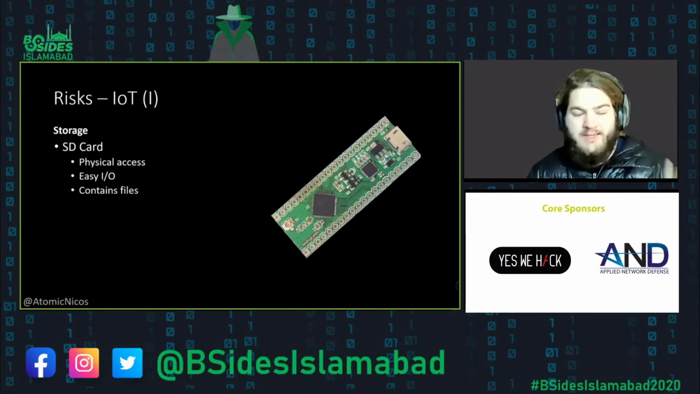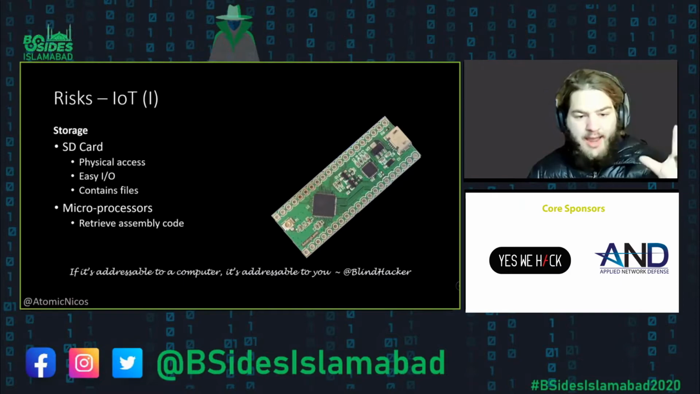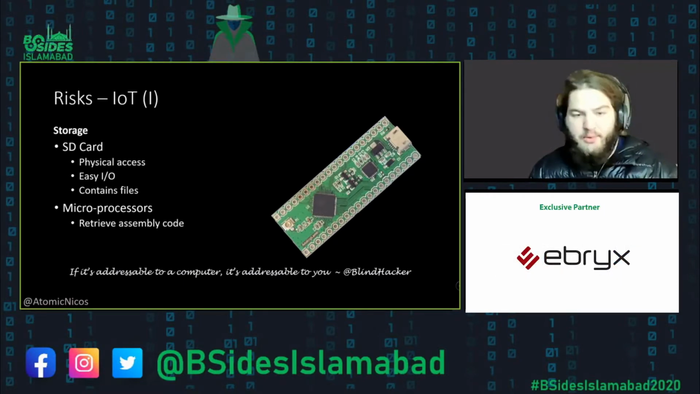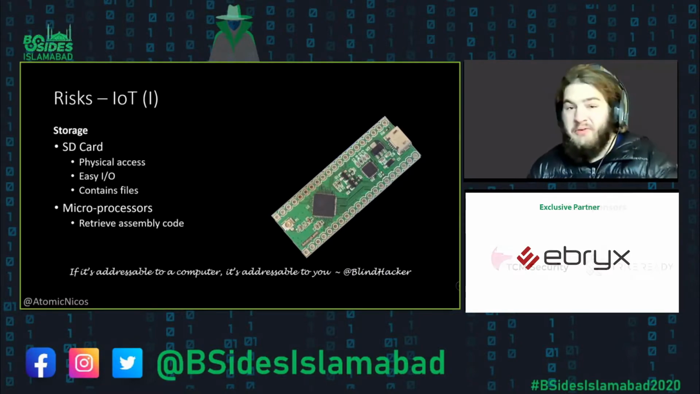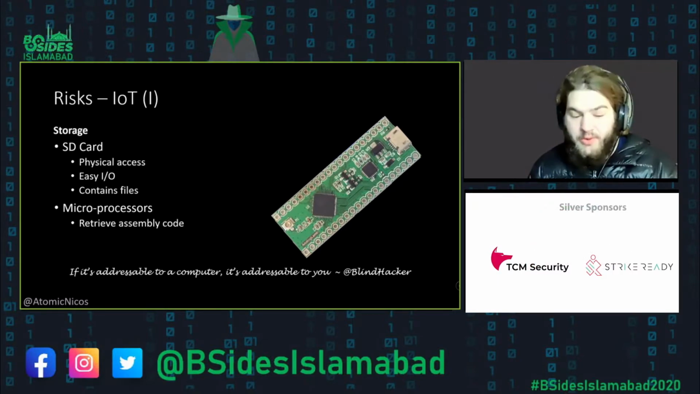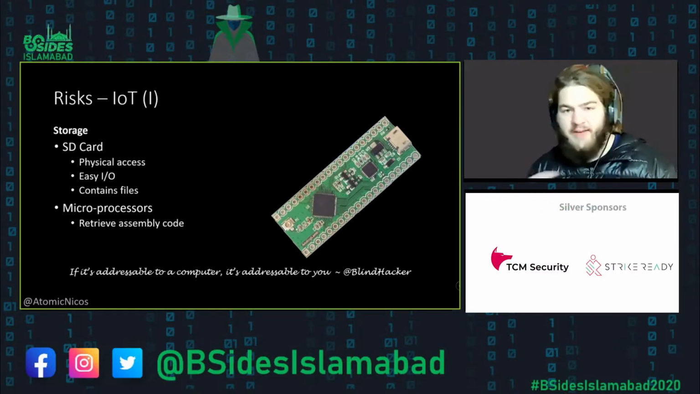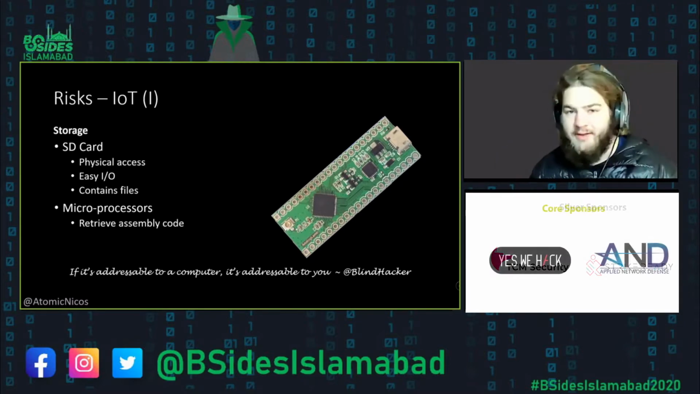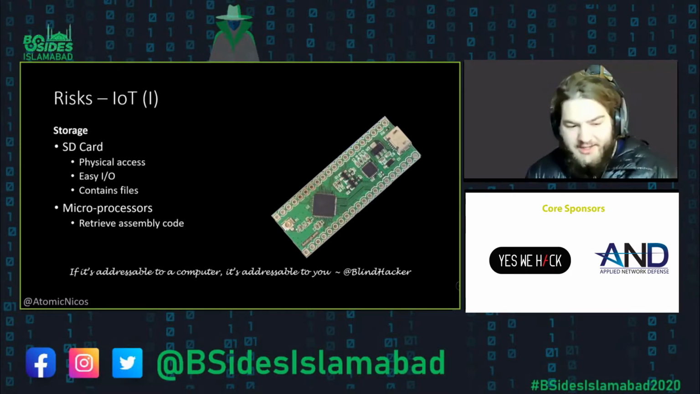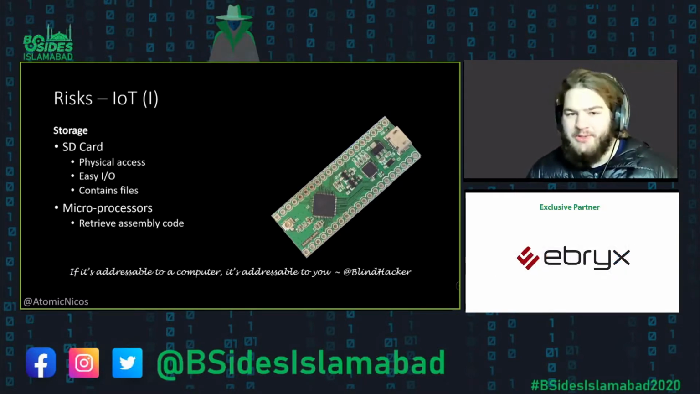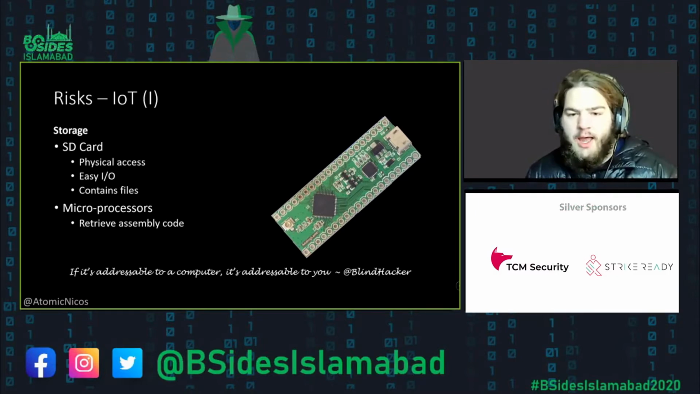Second point of note is microprocessors are on these machines. If you know what you're doing, you can actually retrieve the bytecode, the assembled code on your microprocessor. Even if you're not going to reverse engineer it, you're going to maybe find some static values like API keys and stuff like that. It's pretty dangerous. So if it's addressable to a computer, it's addressable to you. You just need to have the right tools. Thanks to Blind Hacker for giving me that quote.